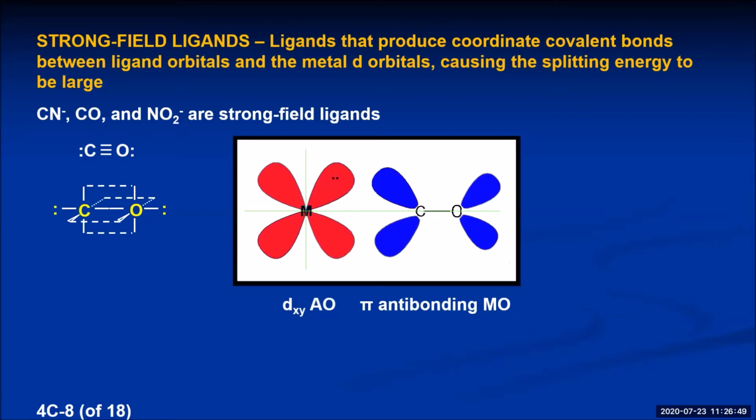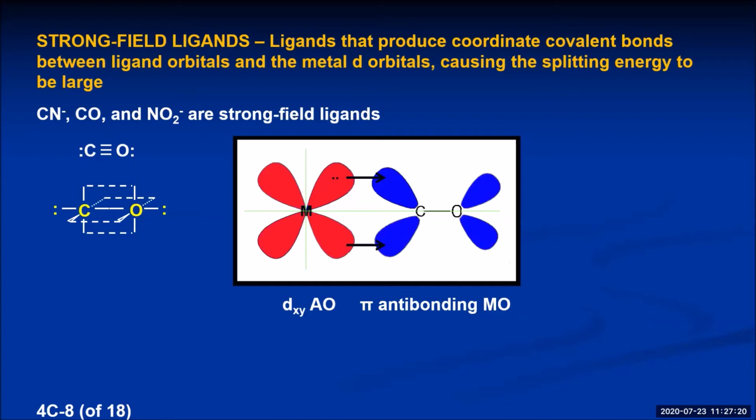Well, as the metal and the ligand approach, the red and the blue orbital are going to overlap, and the two electrons in the metal d orbital can then go into the anti-bonding orbital, creating a coordinate covalent bond. That means the electrons now will be near multiple nuclei instead of just the metal's nucleus, and that's going to make them more stable. That means the energy of the dxy is going to go down. And that's what would happen to the dxz and the dyz as well.